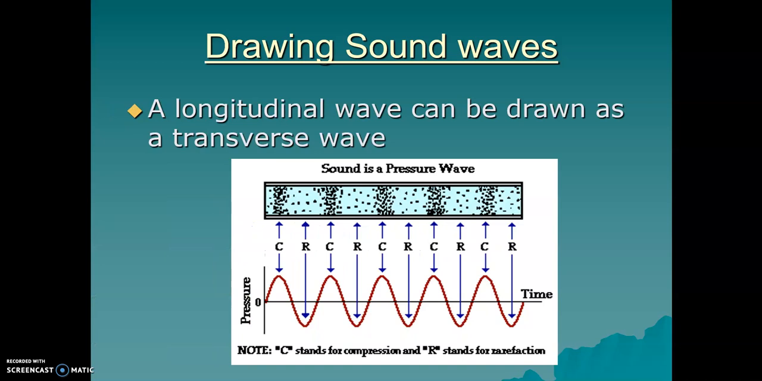Now, sound waves are longitudinal, but we can draw them almost like a transverse wave. It's a little confusing. What you should know is that in a sound wave, when we have a lot of air molecules squished together, which is a compression, we can say there's a lot of pressure. So we can make a graph of pressure versus time. And we can see that during a compression, the pressure is very high, but during a rarefaction, where the air molecules are spread apart, the air pressure is very low.